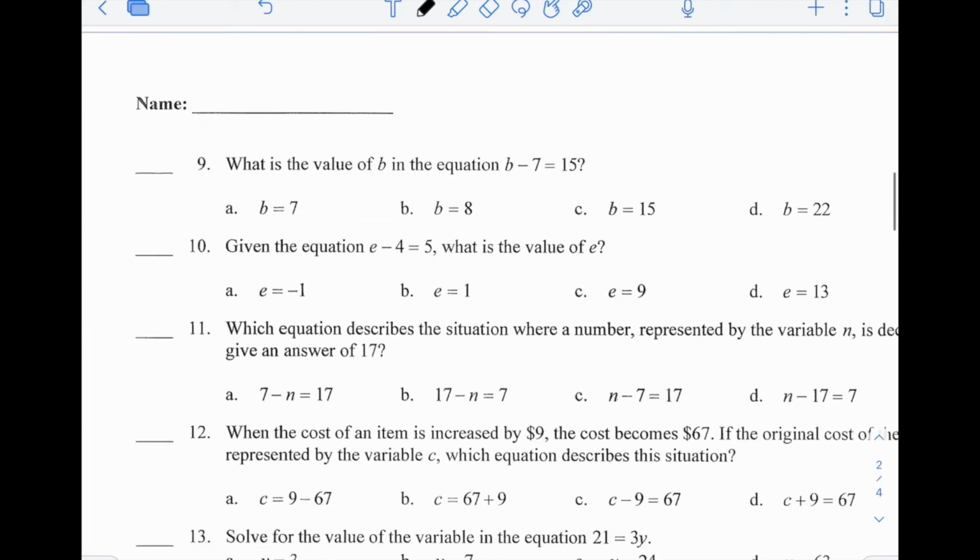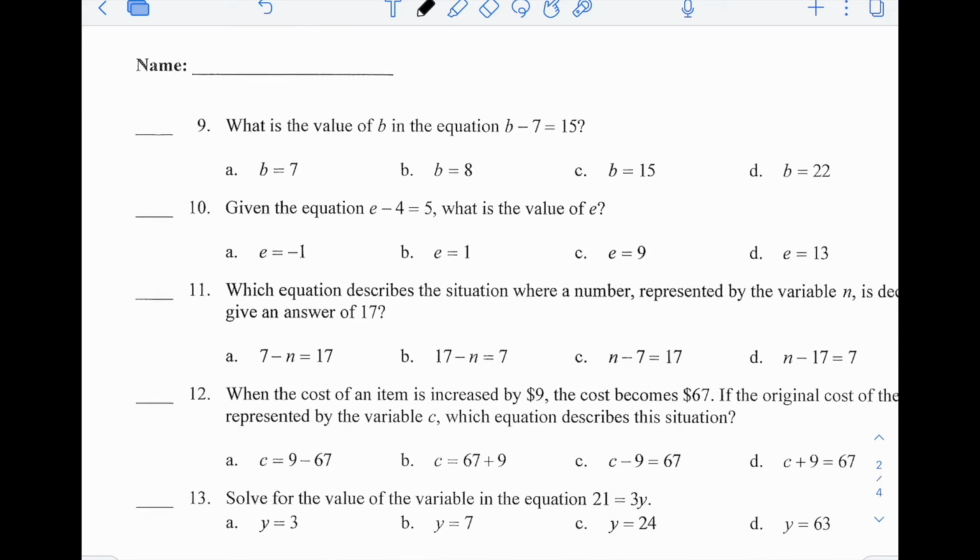Okay, another one step here. b subtract 7 equals 15. So I'm subtracting 7, so I'm going to add 7 to cancel out that 7. I'm going to add 7 over on this side. That leaves me with b isolated. b equals 15 plus 7, which is 22. D. So if I'm checking that, 22 subtract 7 equals 15. 22 subtract 7 is 15, equals 15.